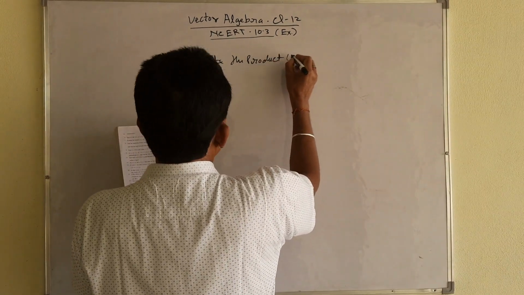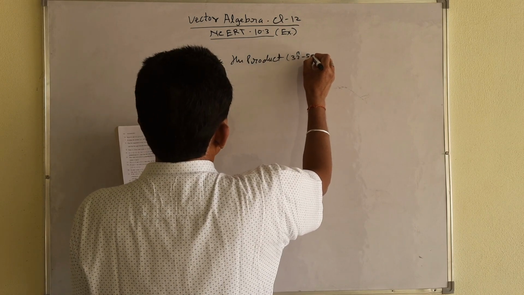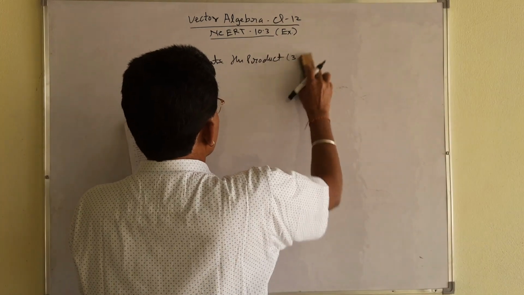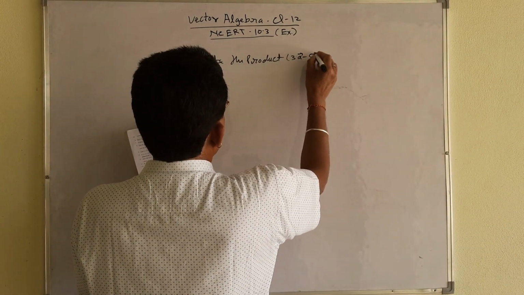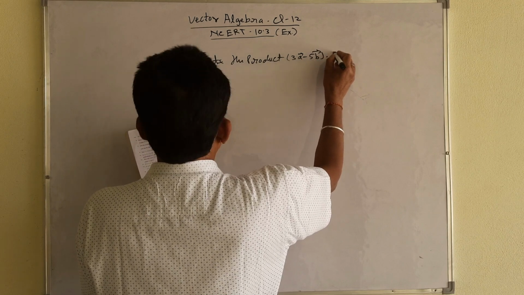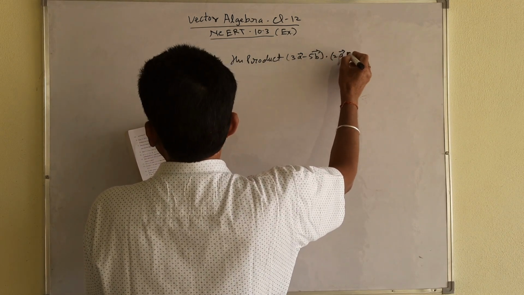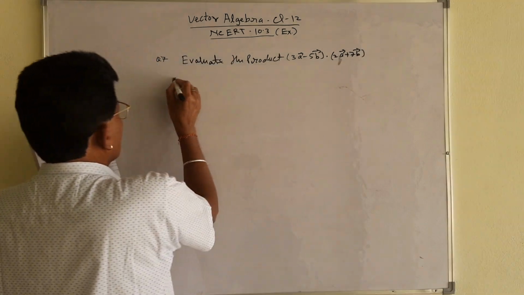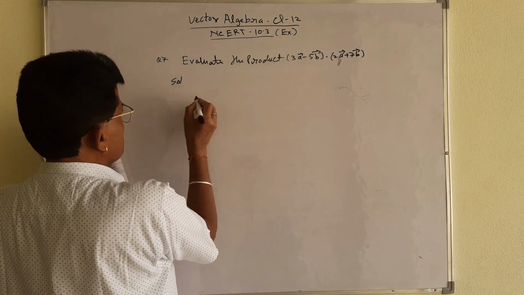The product is (3a vector minus 5b vector) dot product with (2a vector plus 7b vector). Its product you will have to find out. Let me take the solution. I will write it. Very simple thing.